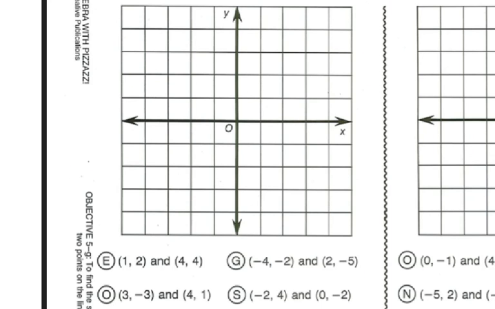Okay, let's try some practice problems. So get this sheet of paper out, and we're going to do 4 problems together. The first one, we're going to start with E, and we have to plot 1, 2, so go over 1 and up 2 and put a dot. And then we have 4, 4, so over 4 and up 4, and we put a dot. So in between those 2 points is a line. So we'll do our best. You can get a ruler and draw yours and make it really straight. I'm just going to try to guess on mine.